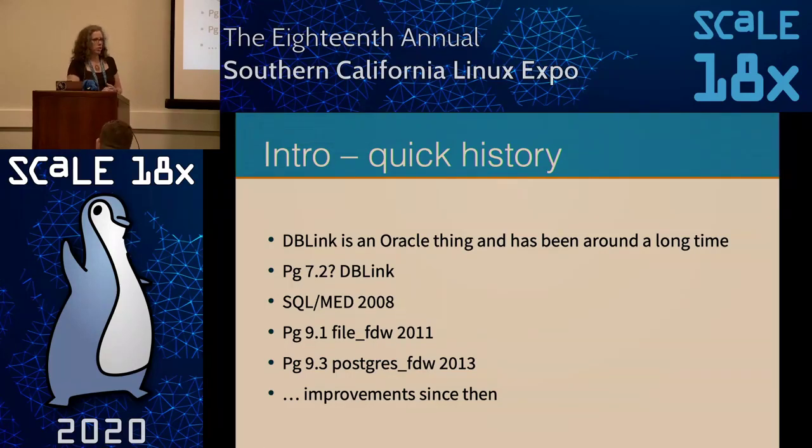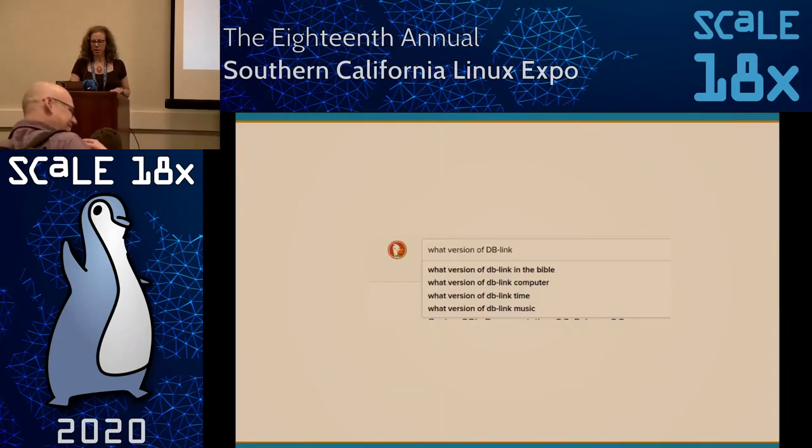The SQL/MED extension came out in 2008, and we got our first foreign data wrapper in the form of file foreign data wrapper in version 9.1, and then Postgres foreign data wrapper in 9.3, and we've made a lot of improvements to it since then. And back to this thing about DB-Link being around for a long time, I read on someone's blog that it had been around basically forever, and I thought, well, that can't be right. And so I went to find out, and according to my predictive text search, it has been around for an incredibly long time.